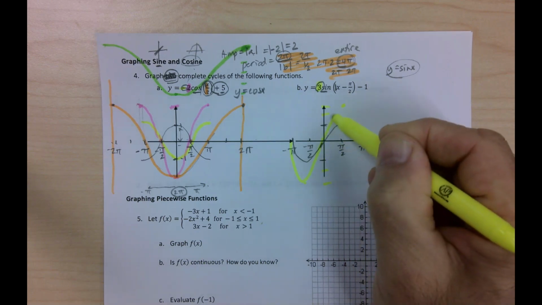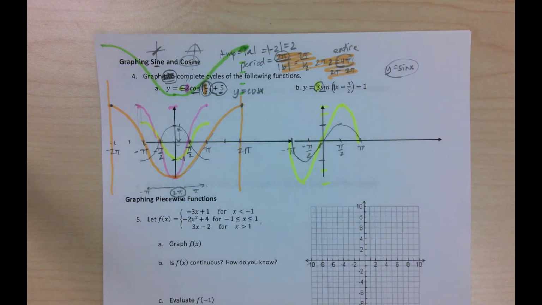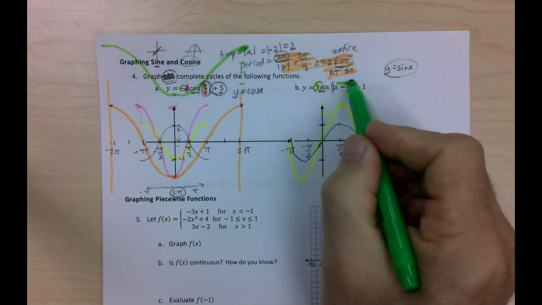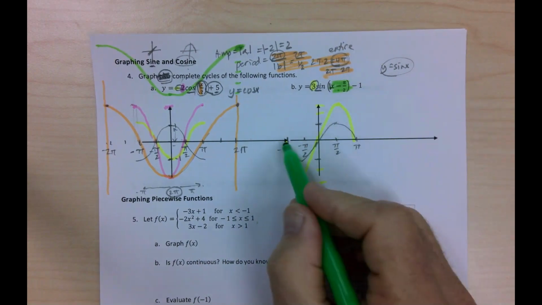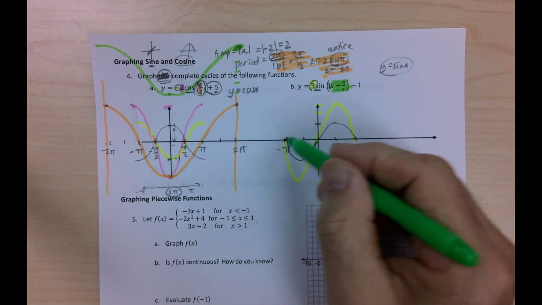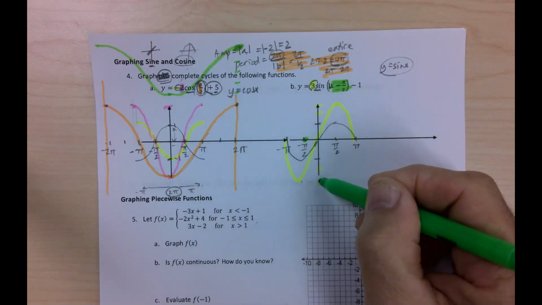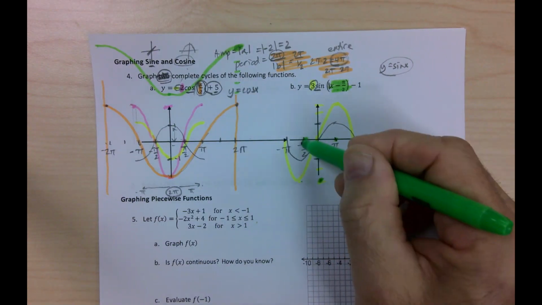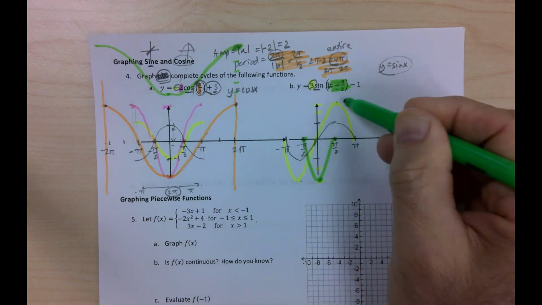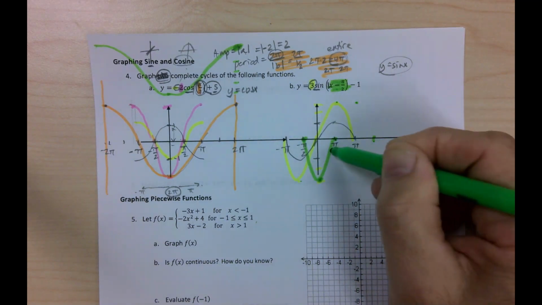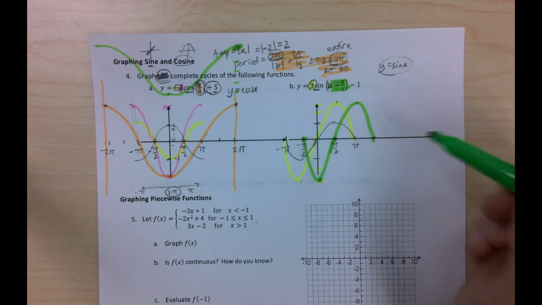And that's my first step. Now I'm going to do my second step. This needs to move to the right 1 chunk, or pi over 2. So that guy moves here, this low point moves here, that moves here, so I know that goes to here, that moves here, and that moves here. So it goes up and it comes down.